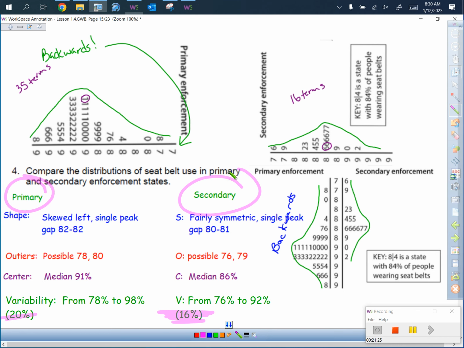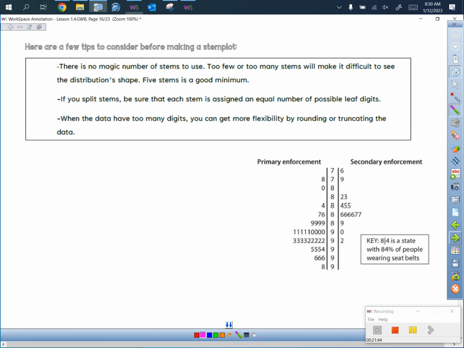Cool. All right. Nice. So here are a couple of little steps. They might ask you some homework questions about this. If I was going to make a stem and leaf plot, how many stems am I supposed to use? These are the stems. There's no magic number. You just don't want to do too few or too many. If you have too few stems or too many stems, it's going to be difficult to see the shape of the graph. So try to use a decent amount.